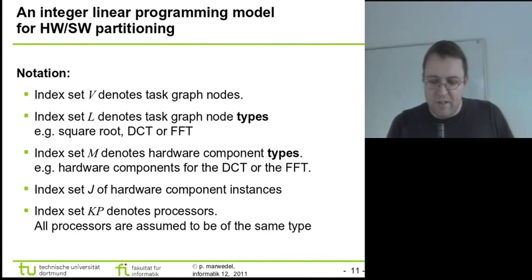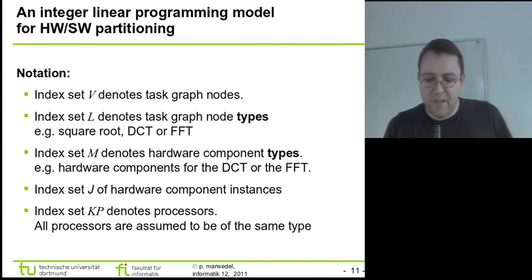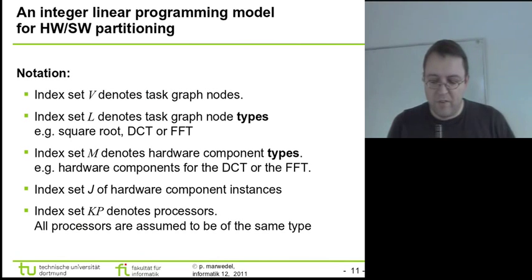The index set J is the index set of hardware component instances, and we have an index set KP, which denotes the processors in our system. And for simplification, we assume that all the processors of our system are of the same type.